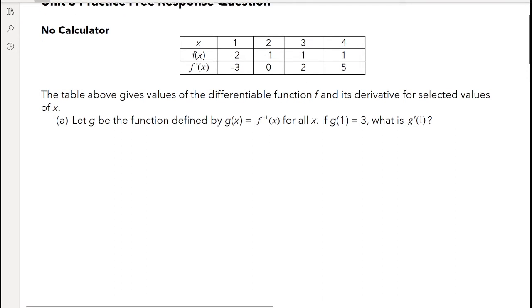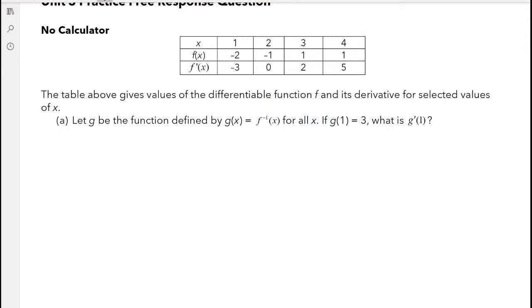There we go. We're going to let g be the function defined as g of x is equal to f inverse of x for all x's. If g of 1 is equal to 3, what is g prime of 1? Right? What is the derivative of the inverse function evaluated at 1?